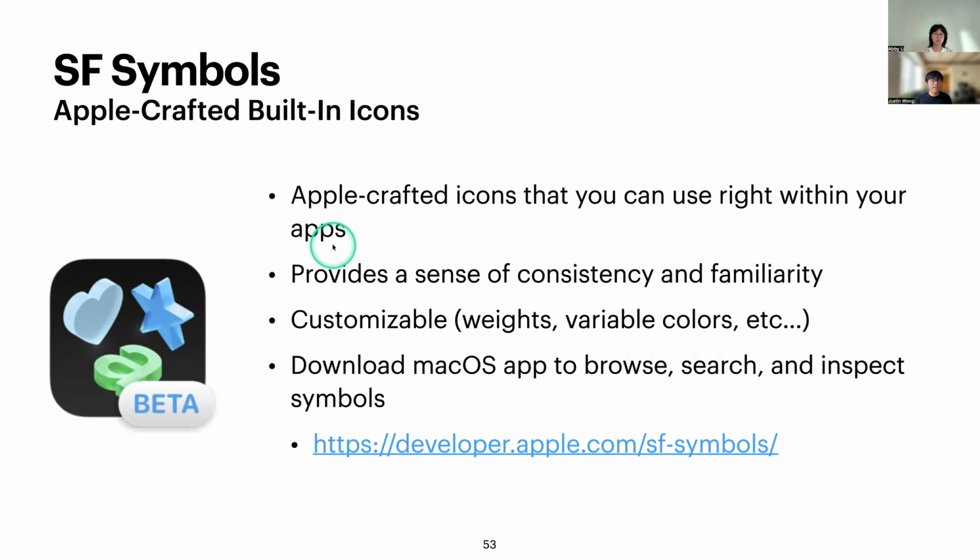So, like I mentioned before, SF Symbols is this app that you can download from this link right here. And they're Apple-crafted icons that you can use right away within your apps. And using them is really nice because it provides a sense of consistency and familiarity to your users, because other apps probably use them and also the operating system uses them as well. And they're very customizable. You can customize the font weights, you can customize the colors. There are certain animations or simple effects that you can also apply to them.